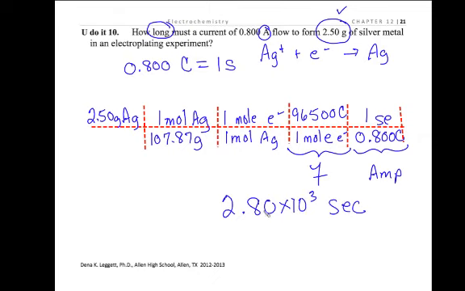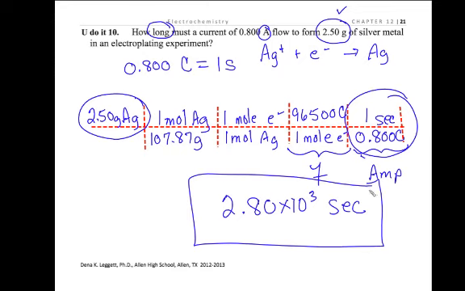What that means is that if I want to plate out 2.5 grams of silver and I set my power supply to that many amps, I would have to run my cell for that many seconds in order to get 2.50 grams of silver to plate out.